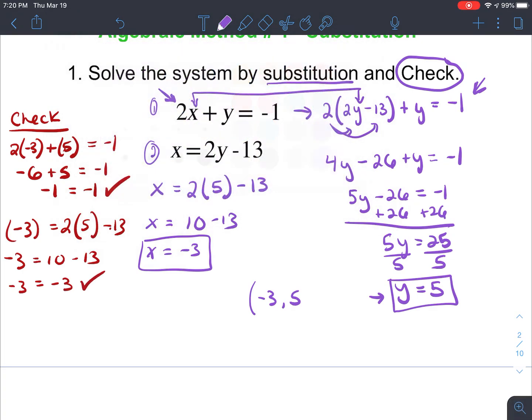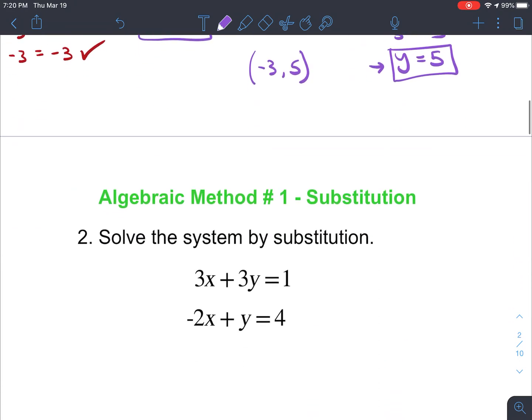Check. Okay? So again, it's just going to be a series of substituting things into equations until we find both variable answers.